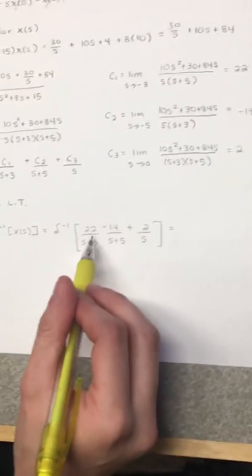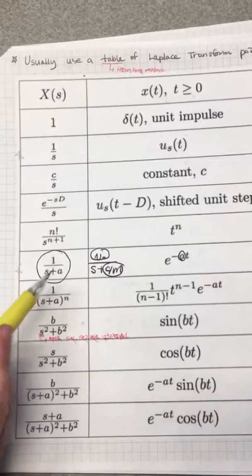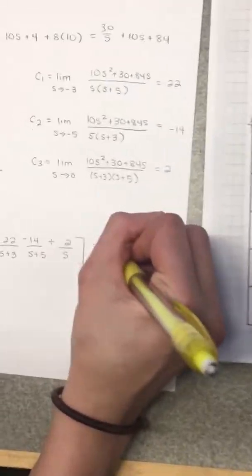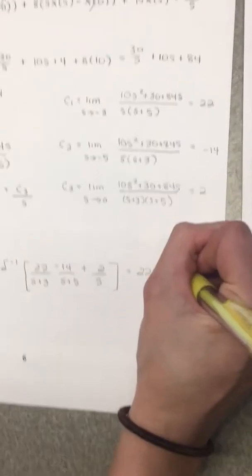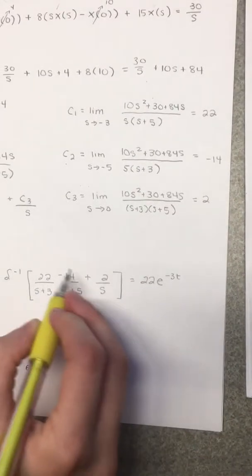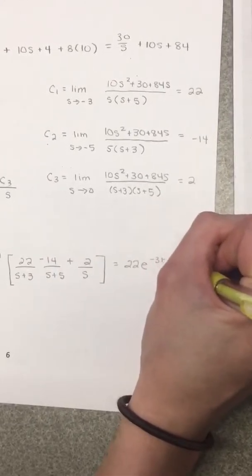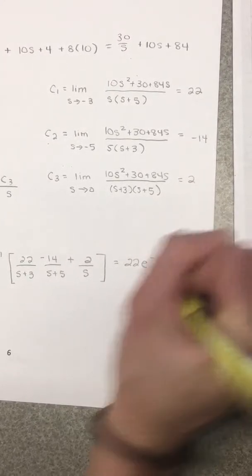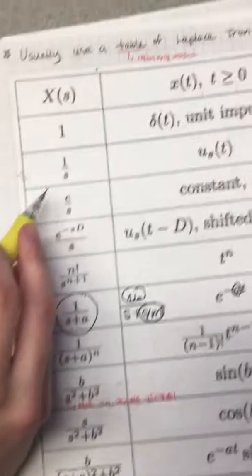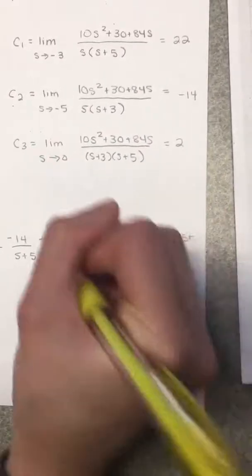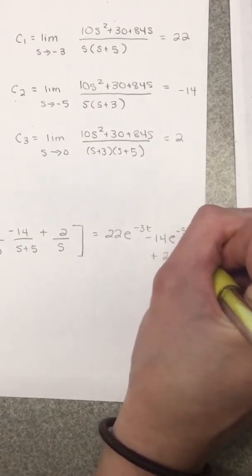For this first term, 22 over s plus 3, you're going to look at this one because you have s plus 3 and you have a constant on top. So that will convert to 22e to the negative 3t. And then you're going to use the similar equation here, minus 14e to the negative 5t. And then since this is a constant, you're going to look at this equation. So it's just going to be your u of t, so it's going to be plus 2, which is your constant, u of t.